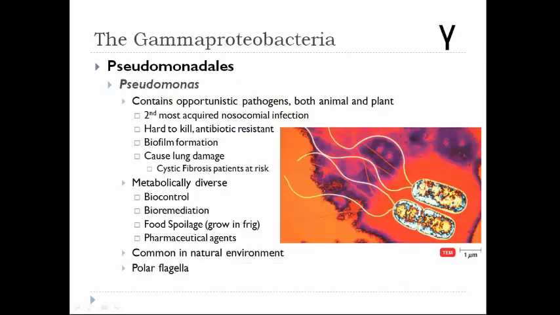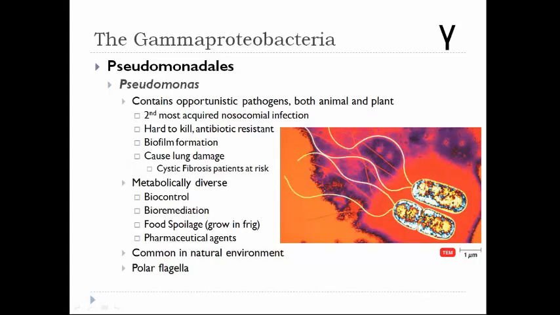Now, in the gamma proteobacteria, we have the pseudomonads. Pseudomonas, which we've played with in the laboratory, is an example. It is an opportunistic pathogen, both to animals and plants. It's the second most acquired nosocomial infection, or infection acquired in the hospital. It is hard to kill because it's antibiotic resistant, and it can form a biofilm, which makes it very difficult to get rid of, along with the antibiotic resistance. It causes lung damage, which means cystic fibrosis patients happen to be the ones most at risk for permanent damage, since they're already immunosuppressed and their lungs are already having issues.